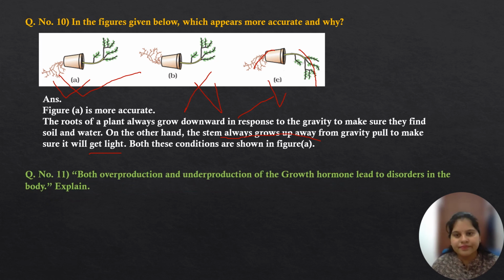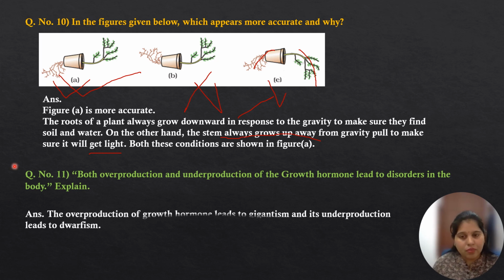Next question is, both overproduction and underproduction of growth hormone lead to disorder in body. Explain. Growth hormones are secreted by the pituitary gland, and if there is more production of growth hormone, it causes some disease, and if there is underproduction, then it causes stunted growth. Overproduction of growth hormone leads to gigantism, means tallness, and its underproduction, means less production, leads to dwarfism.